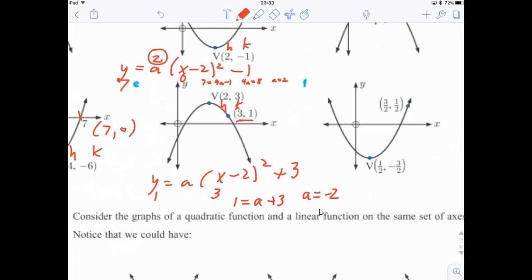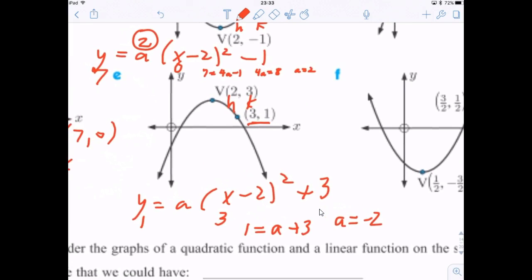So we can say that the a value here is negative 2. Since it's a negative a value, you can see that it opens down.